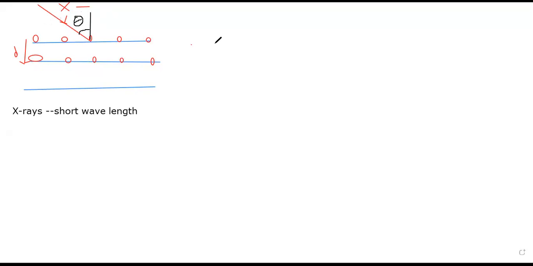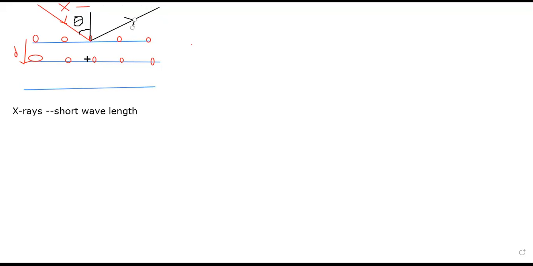And then, if this X-ray is scattered by the atom, what is the direction of the X-ray? The X-ray is scattered in this direction. This is the scattered X-ray, which is diffracted here, and this is the direction of the scattered X-ray. Again, this angle is theta.